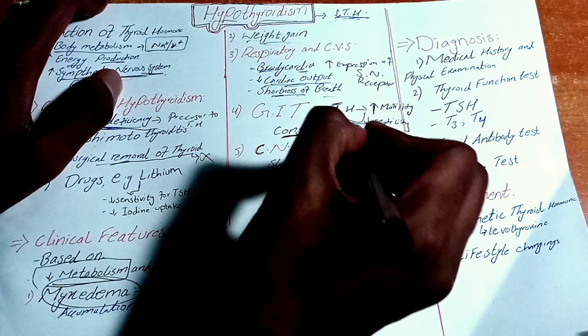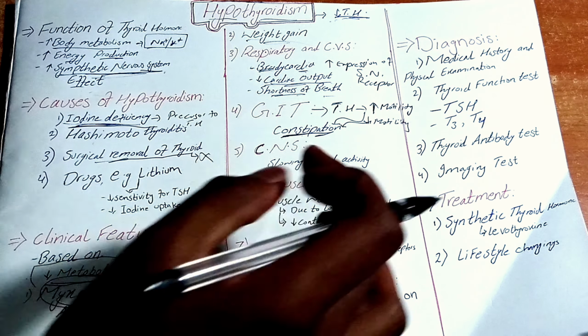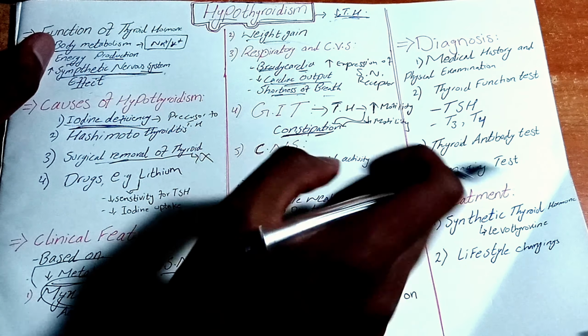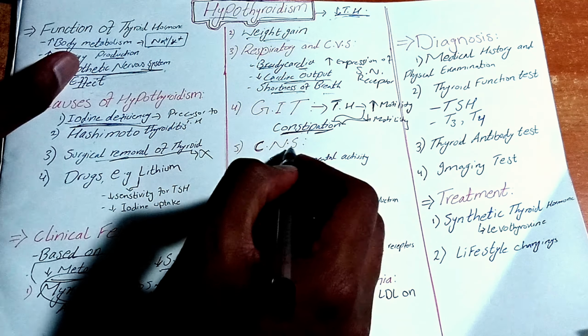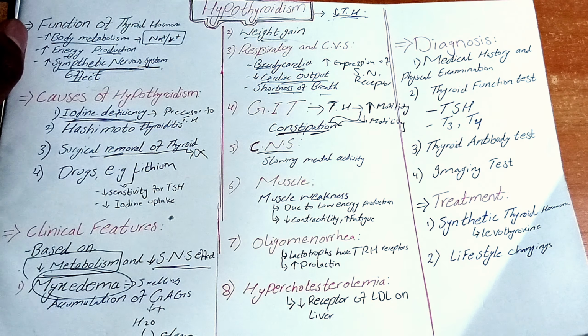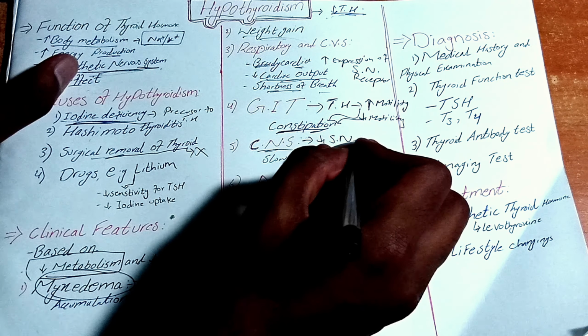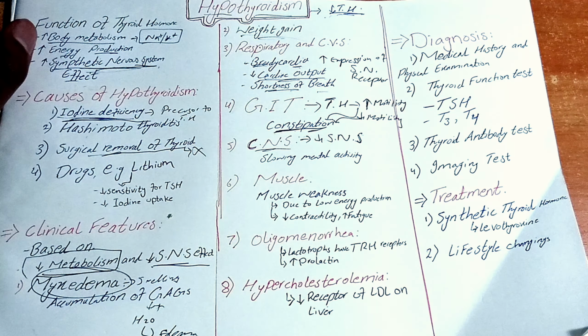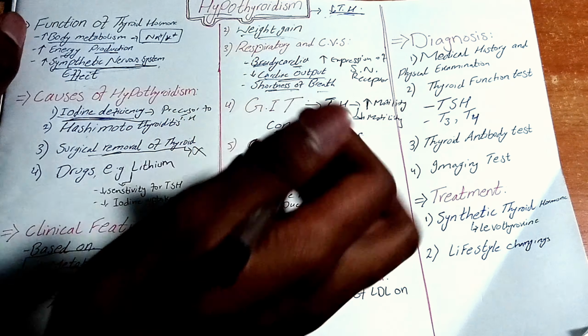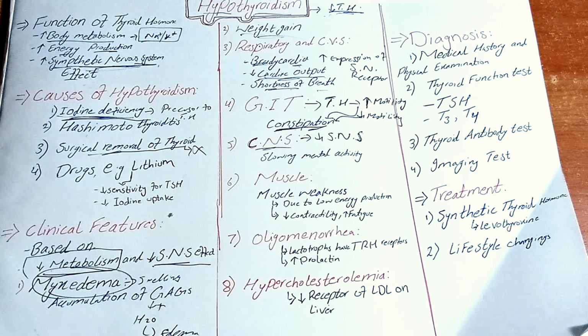Okay, due to decreased motility, constipation will occur. Then, according to CNS, what symptom will appear? Due to decreased sympathetic nervous system effect on brain cells, the mental activity will also decrease.